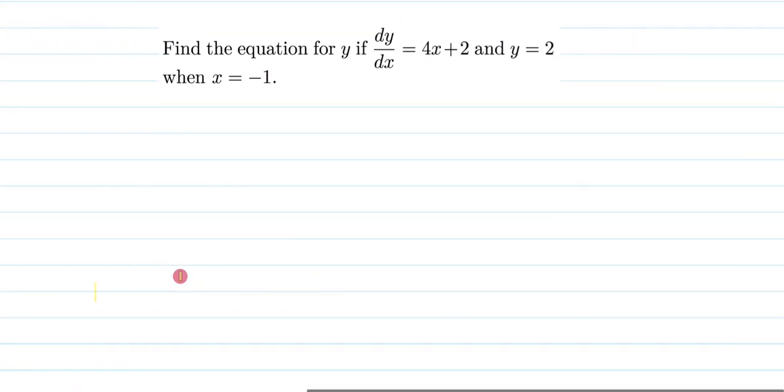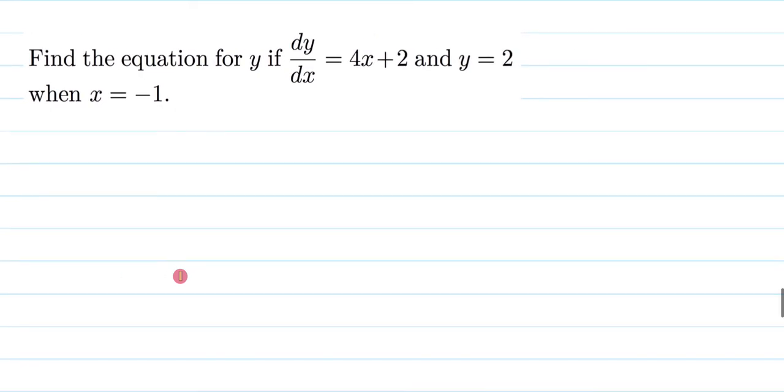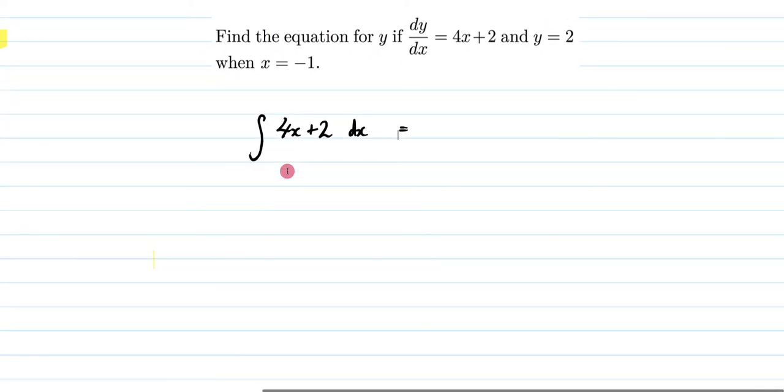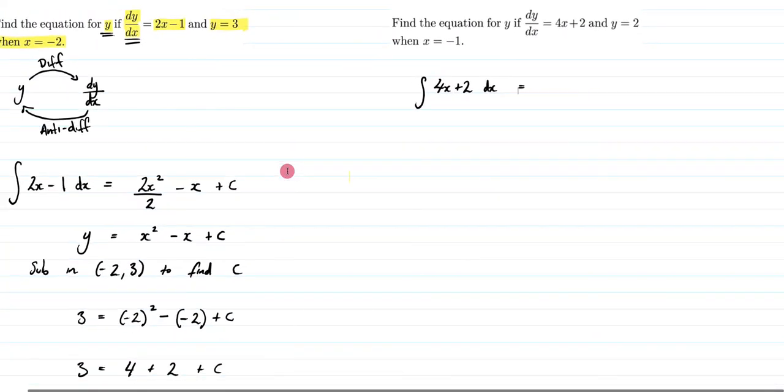So let's come over here. Hopefully you've given this a go. What we're going to do is anti-differentiate 4x plus 2 dx, which is going to be equal to what? I'm going to give you that first step. I want you to see if you can do it for yourself.